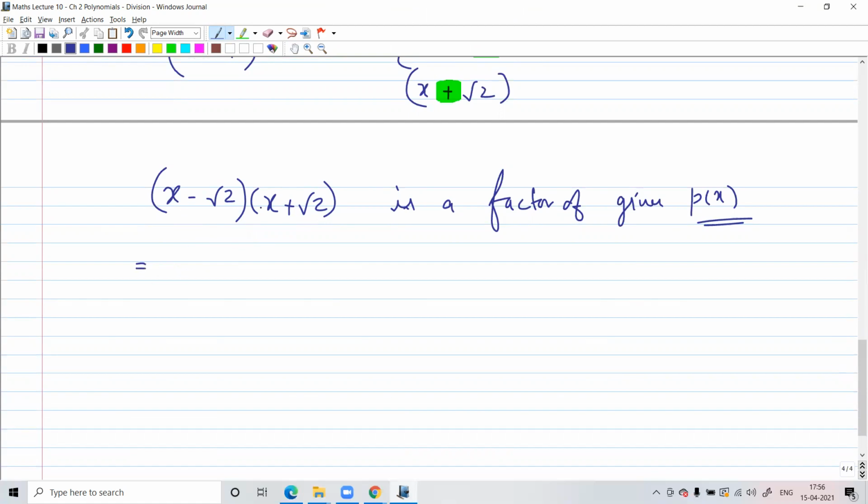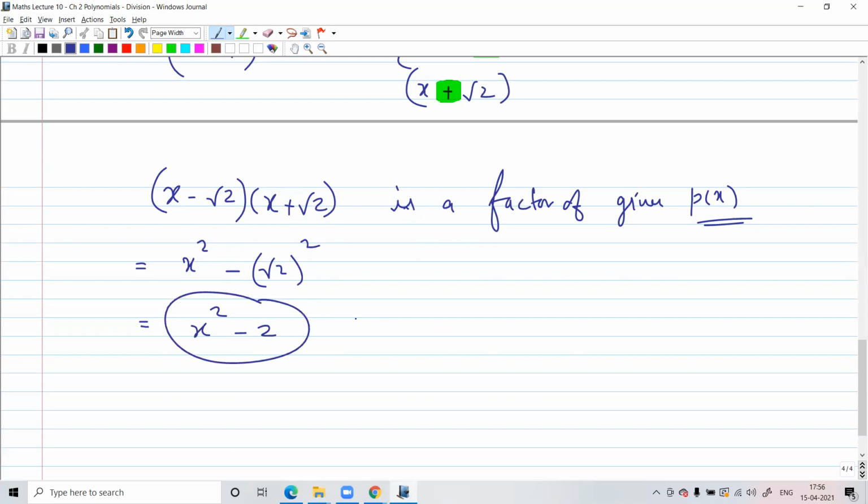a minus b into a plus b. When you simplify, what does it become? x square minus root 2... x square plus 2, sir. x square minus 2, sir. a minus b into a plus b will become a square minus b square. So x square minus root 2 whole square, that means x square minus 2. This minus will be outside the square, so don't put it inside. It will be x square minus 2. Everyone is okay with this?